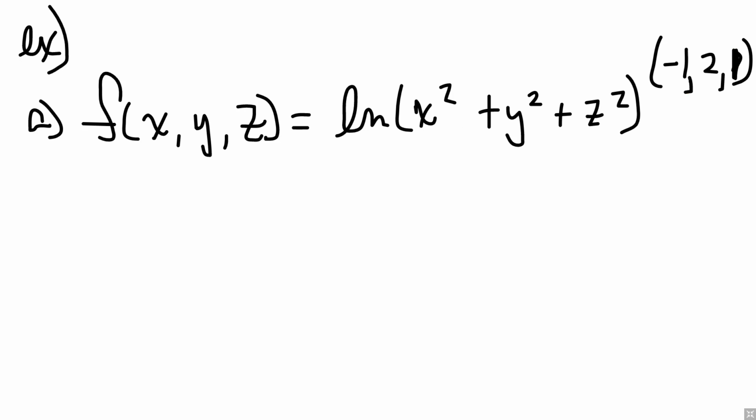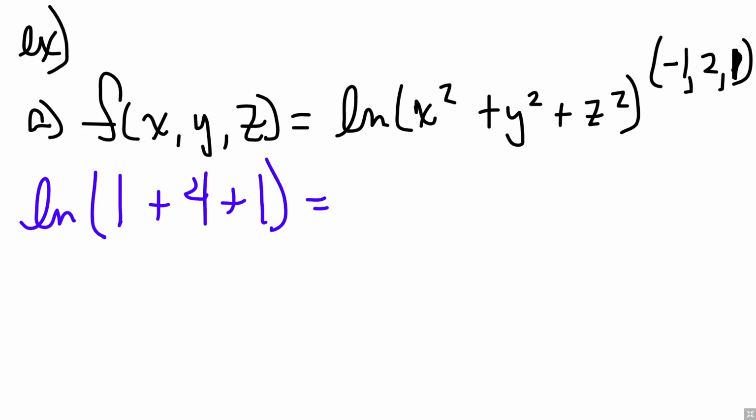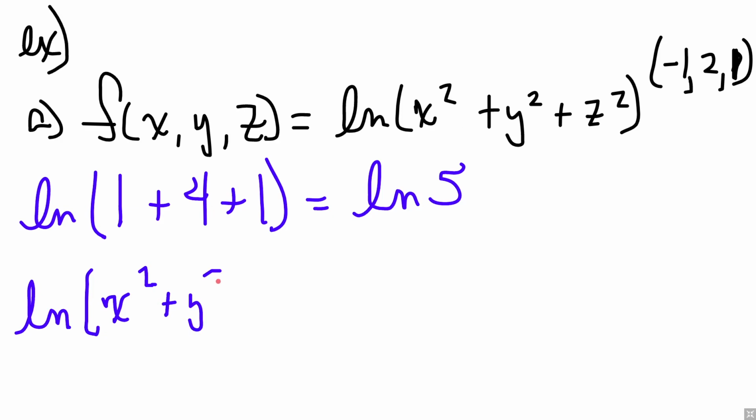All right, so essentially what we're going to do is evaluate the function at negative 1, 2, 1. If we do that, we're going to have the natural log of 1 plus 4 plus 1, so we're going to end up with the natural log of 6. This is what we're going to set the function equal to. So we're going to have the natural log of x squared plus y squared plus z squared equal to the natural log of 6. I miscounted earlier.